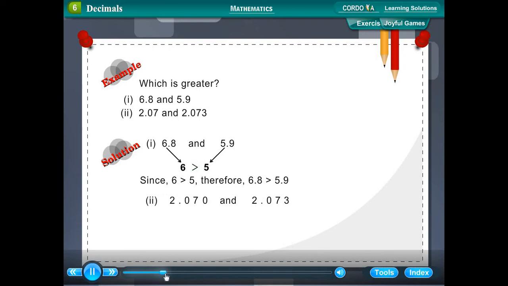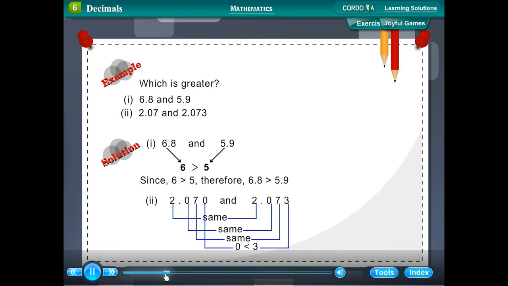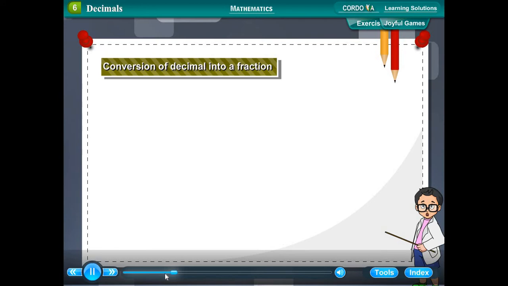2.070 and 2.073. Same, same, same. Comparing the thousandths digit, 0 is less than 3. This implies 2.073 is greater than 2.07. Conversion of decimal into a fraction.